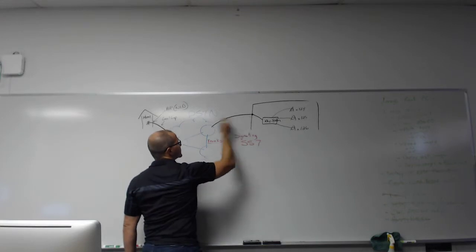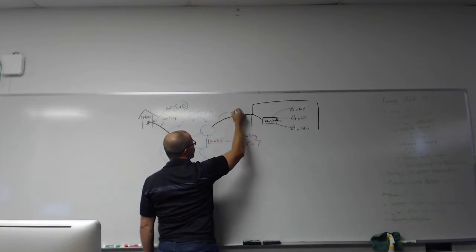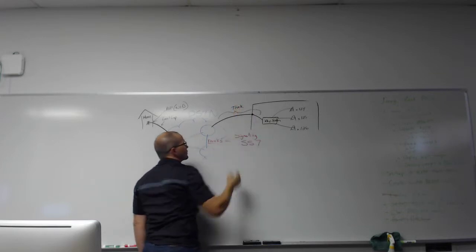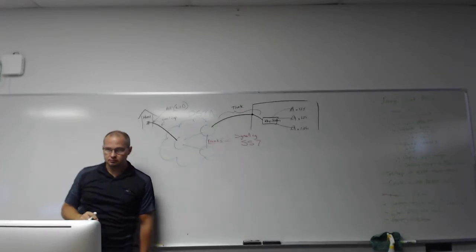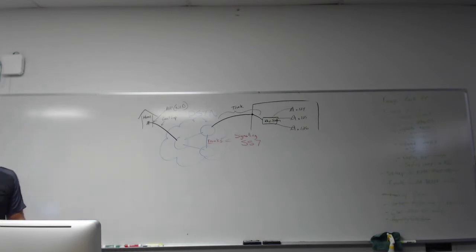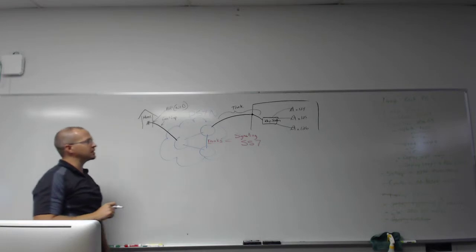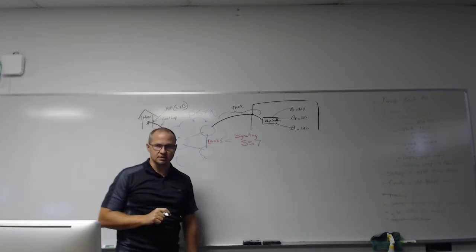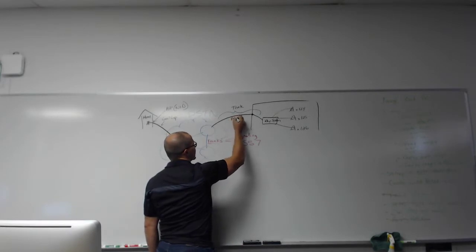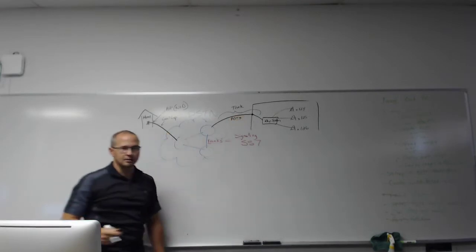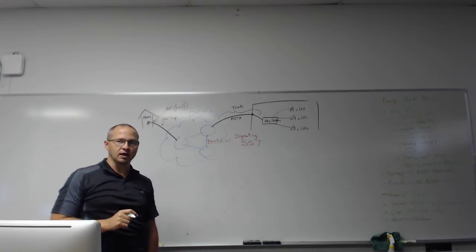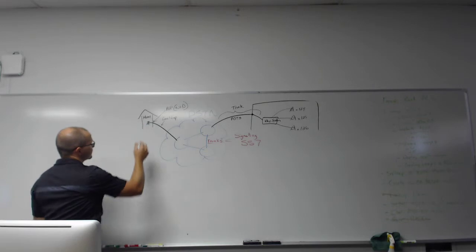Now, this connection here is also referred to as a trunk. That trunk line can come in many different forms into this key system. It can come in as a POTS line. POTS stands for plain old telephone system. That's what this is.